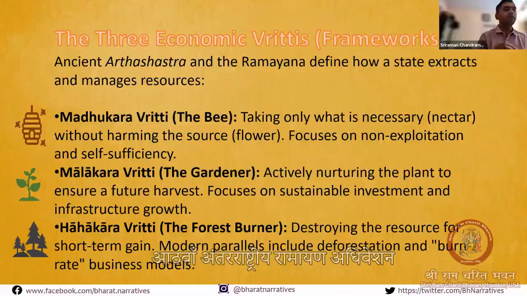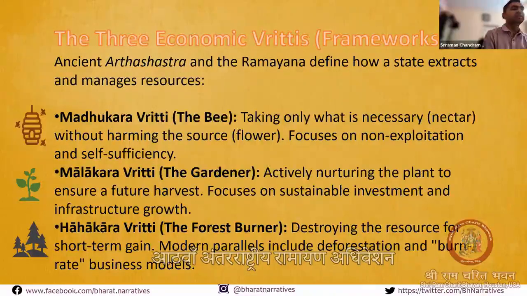So a bee will be going in and sucking the honey from a flower, but it will not harm that particular flower at all. So the flower will also be safe. At the same time, the bee will also collect the honey. And it means it is complete non-exploitation, and it also means self-sufficiency for that bee and the honey. This vritti you can see across the Ramayana, followed by various rishis and munis and so many other people, and also by Rama when he was living in the forest.